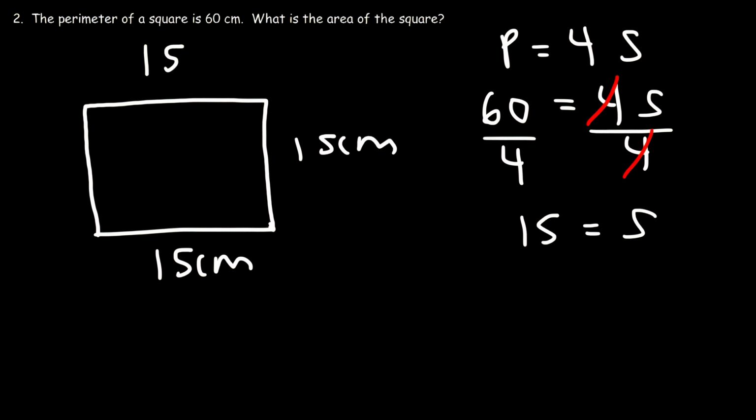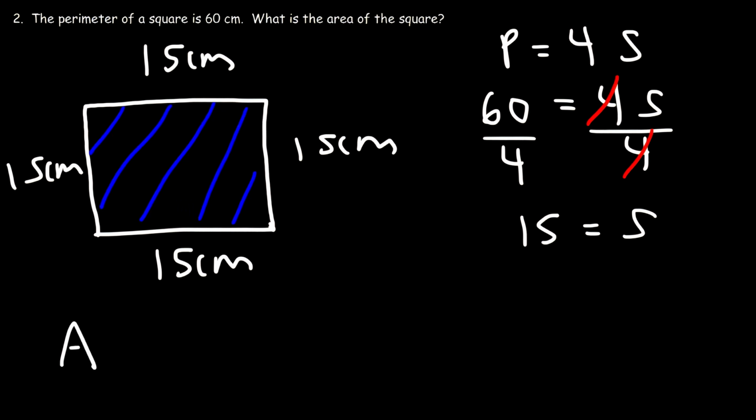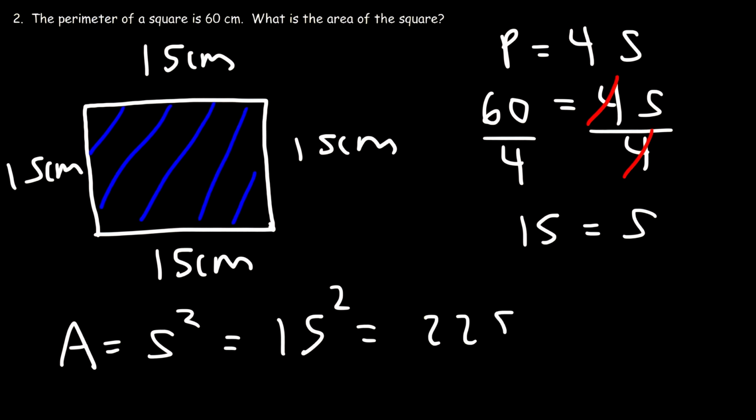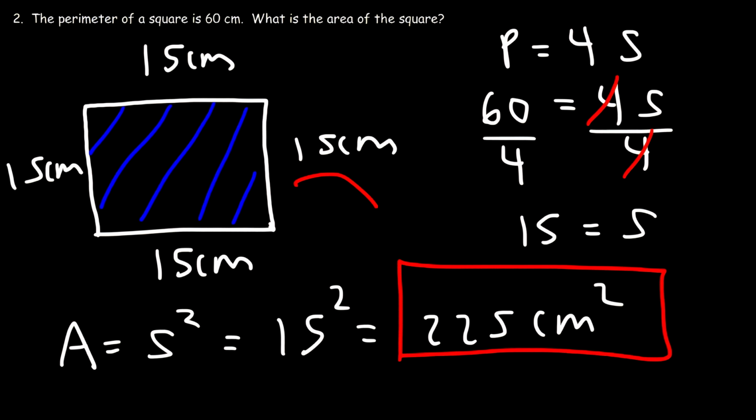So now that we have the side length, we can calculate the area. So the area of this square is going to be s squared, or basically 15 times 15, which is 15 squared. And so that comes out to be 225 square centimeters. And so that's it for this problem. That's the area of this particular square.